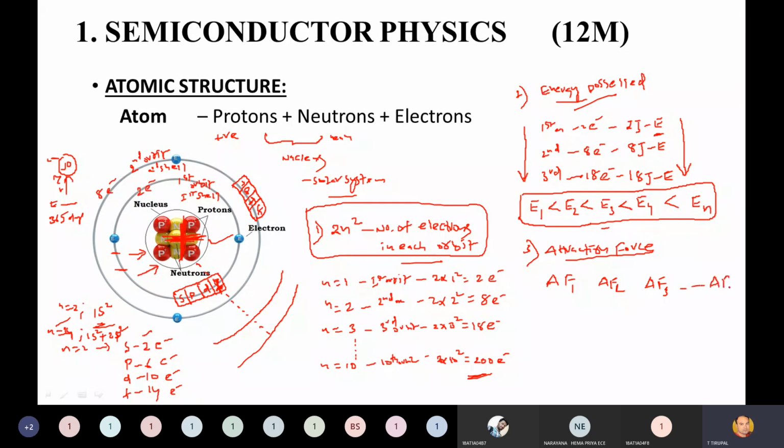So what will be the relation? The attraction force of the first orbit is greater than that of the second orbit, which is greater than that of the third orbit, and so on, greater than that of the nth orbit. This is one of the most important relations you need to study here. Attraction forces, this is also a very important point for competitive exams, right?